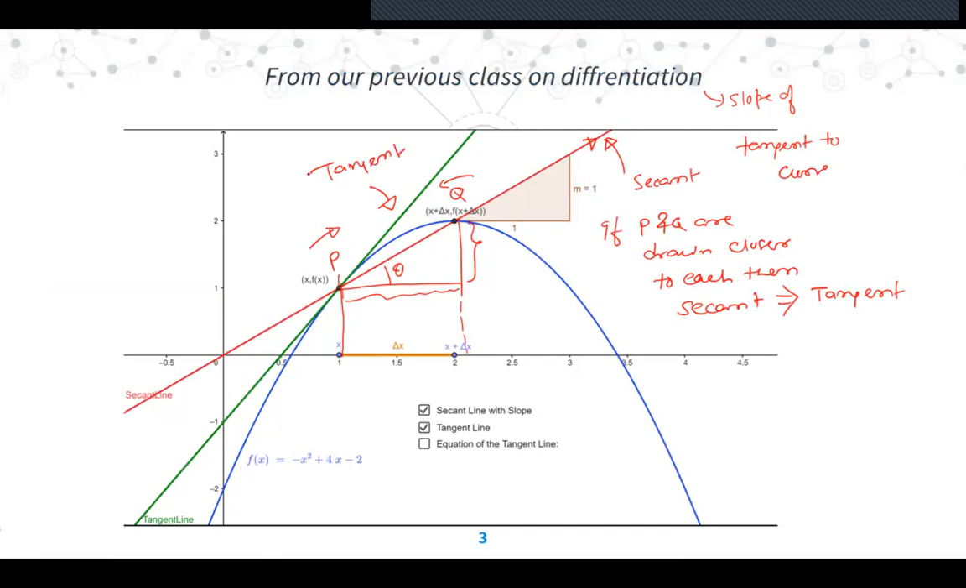And this tangent is given by dy by dx, where limit del x tends to 0.